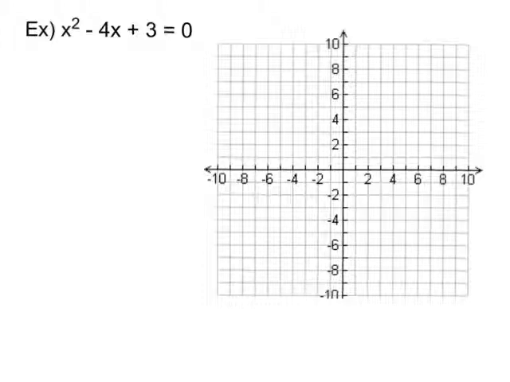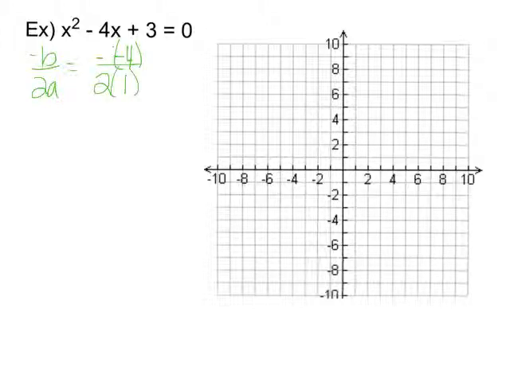So for this example, we have x squared minus 4x plus 3 equals 0. To find this solution, I'm going to use my same formula, negative b over 2a, to find my x coordinate. So I'm going to get negative 4 over 2 times 1, and I get 4 over 2, so I'm going to get 2 as my x coordinate, and then I'm just going to substitute that in to find the y coordinate pair.